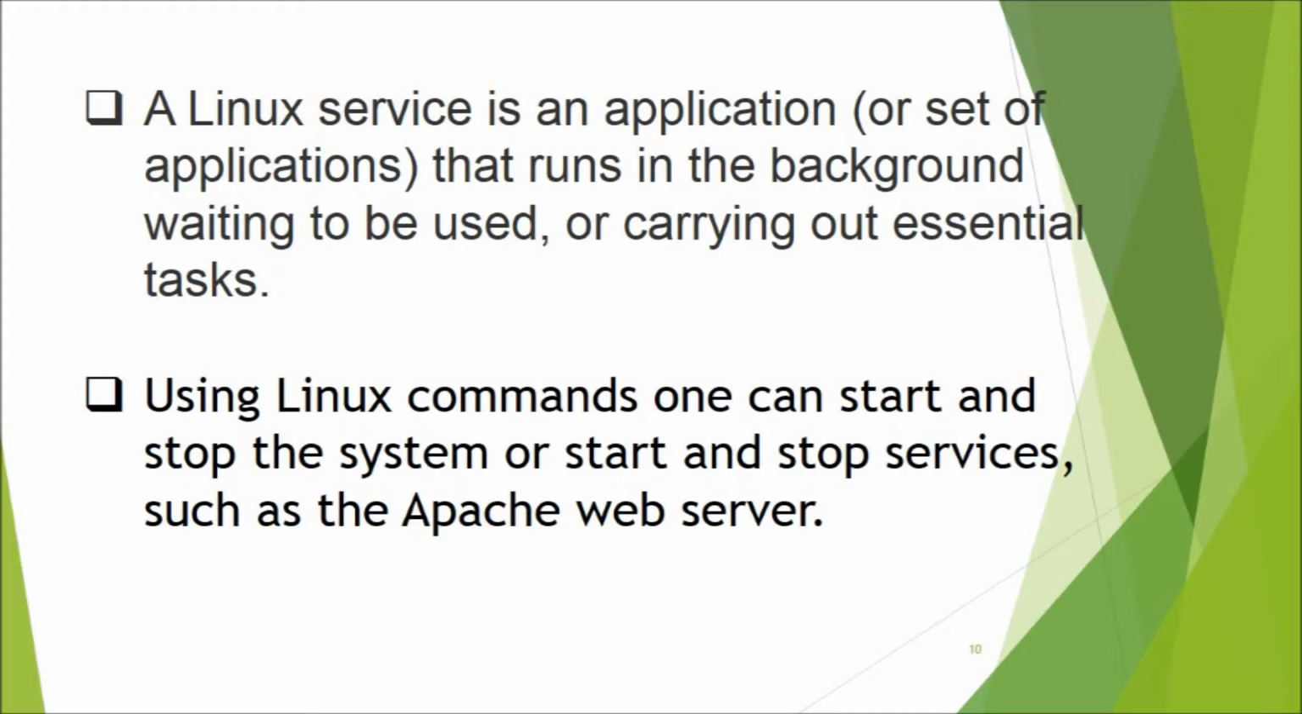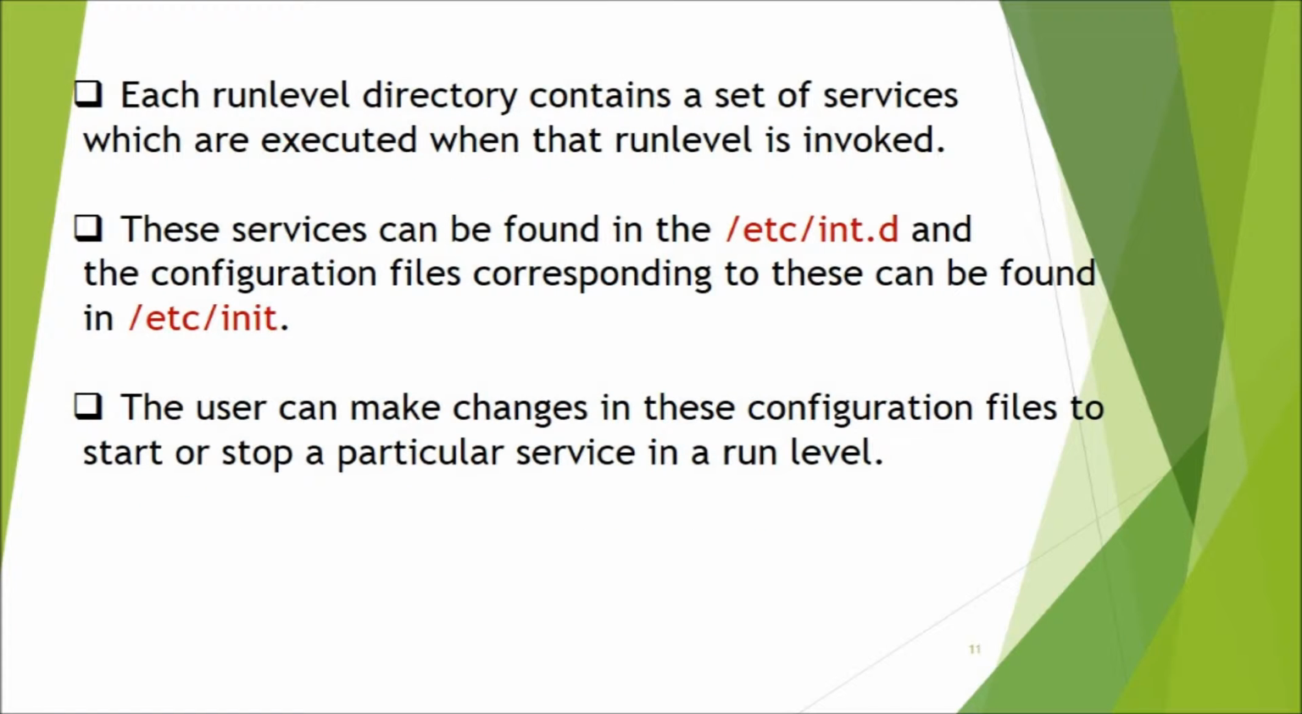Each run level directory contains a set of services which are executed when that run level is invoked. These services can be found in /etc/init.d, and the configuration files corresponding to these can be found in /etc/init. The user can make changes in these configuration files to start or stop a particular service in a run level.